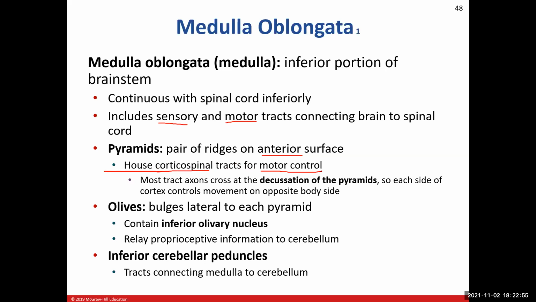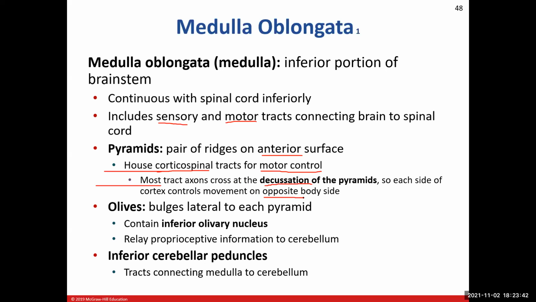Now, what's important here is this is where we are going to see, not all, but most of those axons cross from one side to the other side of the medulla oblongata. Remember what we said, right? The left side of your brain controls the right side of your body. Well, in this situation, most of these axons will cross over. And that area where they cross over, we call that the decussation. That's what decussation means. It crosses over. So the left motor cortex is going to control the right side of your body, the opposite side of your body.